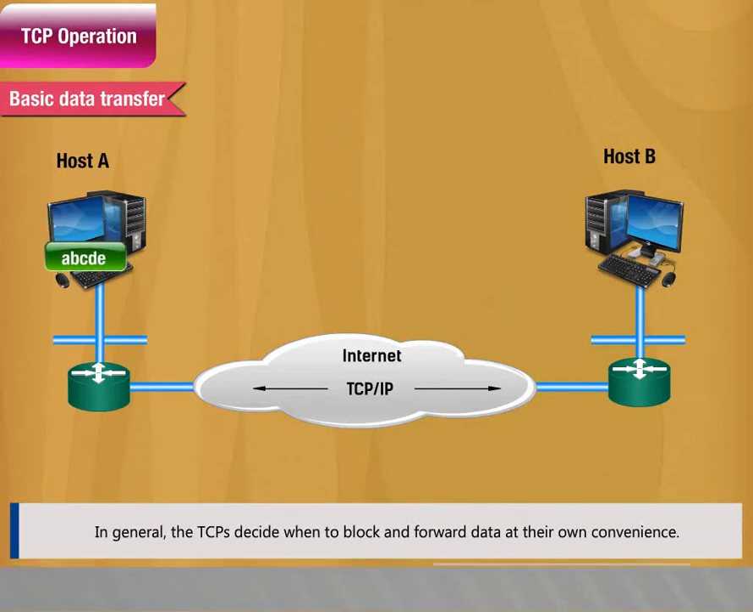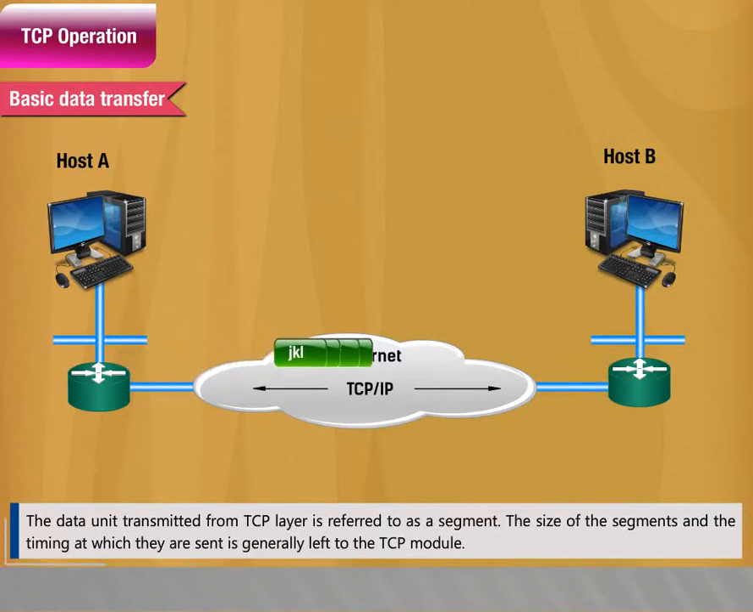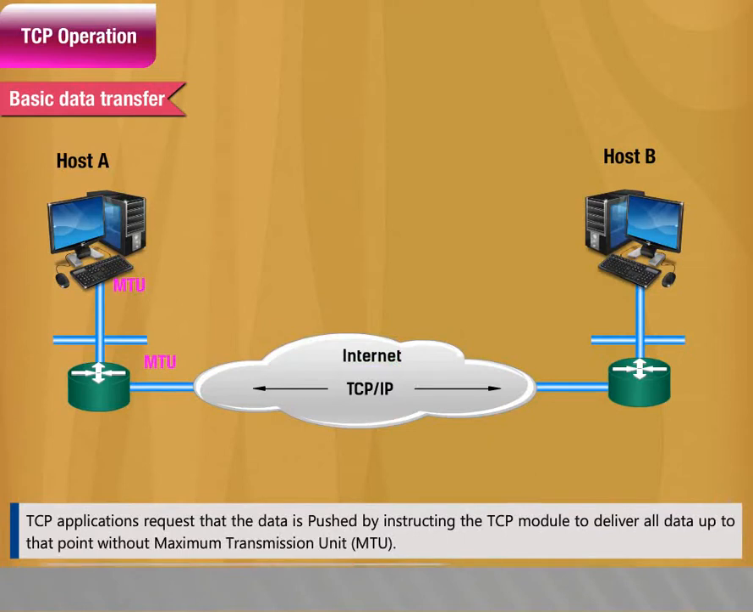In general, the TCPs decide when to block and forward data at their own convenience. The data unit transmitted from the TCP layer is referred to as a segment. The size of the segments and the timing at which they are sent is generally left to the TCP module. TCP applications request that the data is pushed by instructing the TCP module to deliver all data up to that point without waiting for the maximum transmission unit (MTU).